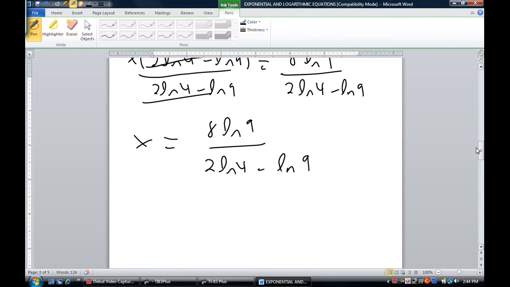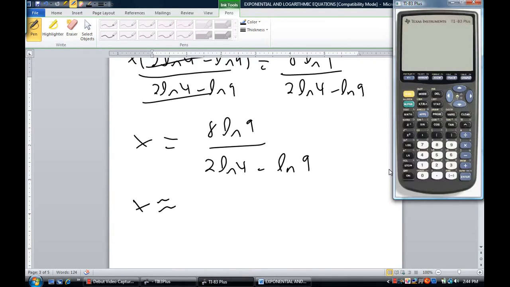That's your exact answer. Now if your instructor wants you to have the decimal approximation of it, let's see if we can type it in correctly. I'm going to just be safe. You do parentheses, 8 natural log of 9, close, and close again.